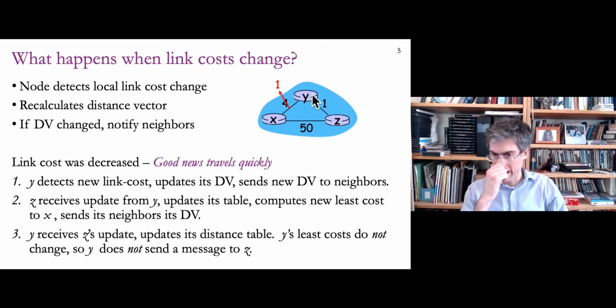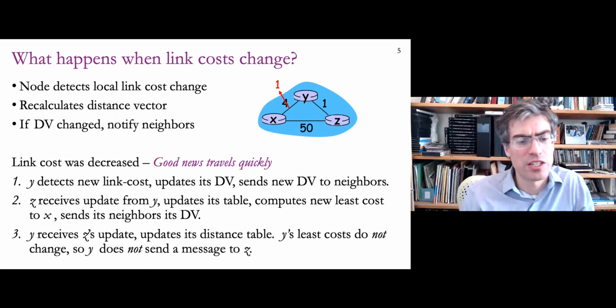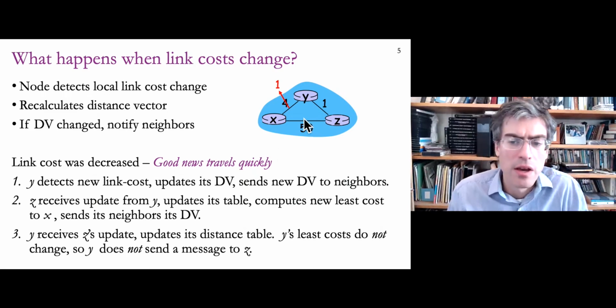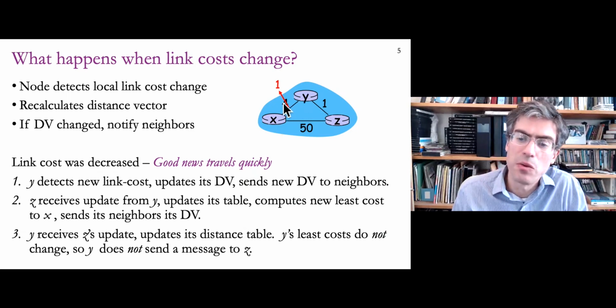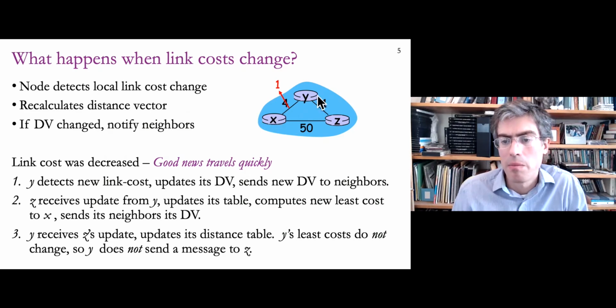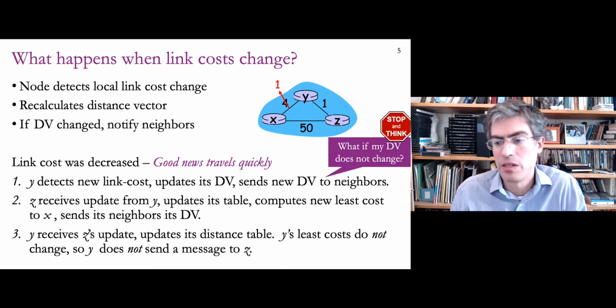Okay. Now, with link cost changes, we're going to look at two different cases. We're going to call them good news and bad news. So this is a case of good news. We have a link that became cheaper. That's good news. When this happens, it turns out that we converge to a solution very quickly. But for bad news, a problem arises where we continue to use old information.